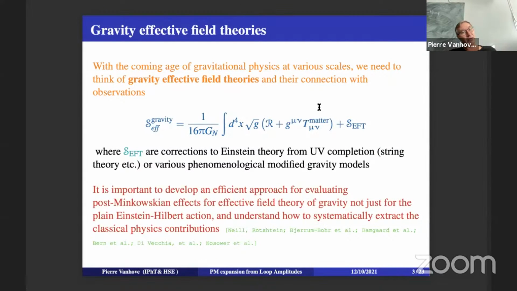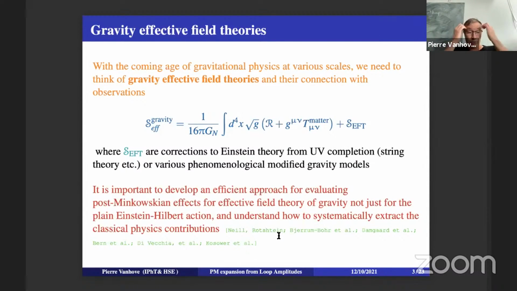The reason is that if you think there is something beyond Einstein gravity, that Einstein gravity is part of a low energy effective action that can contain either extra fields or extra derivative corrections from whatever UV completion you like, you want to be able to understand the effect of these possible corrections on, for example, the gravitational wave signal.